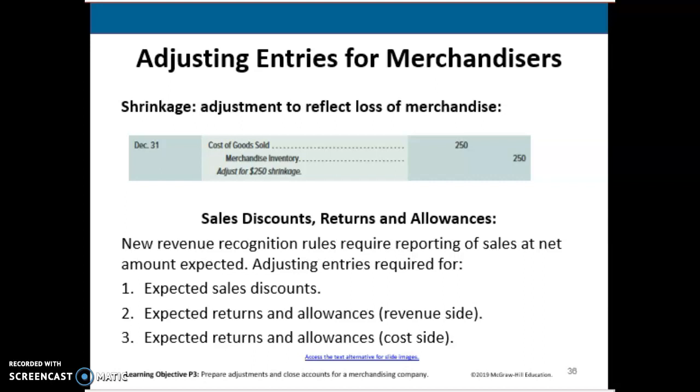So if we were short, that's called shrinkage. If we were over, that's called an overage. So if we have shrinkage and we were short inventory compared to what we had on our books, we are going to write that off by debiting cost of goods sold, the expense, and crediting merchandise inventory. And that would adjust for that $250 shrinkage.